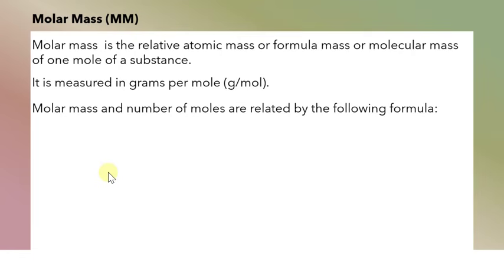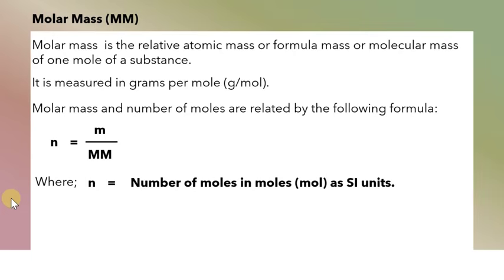So we are saying molar mass and the number of moles are related by the following formula. So there is a relationship between molar mass and the number of moles. This is the relationship. Number of moles is equal to m, which is mass, over M, which is molar mass. So I've also explained where this n here is number of moles, and its units are moles. Then m is just measured in grams. So m is mass. I should have put m here as mass, but sorry.